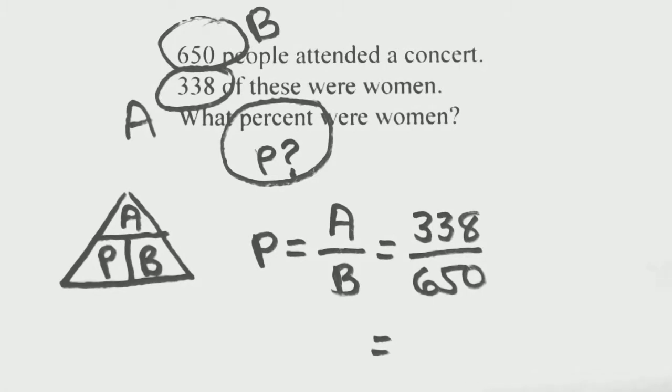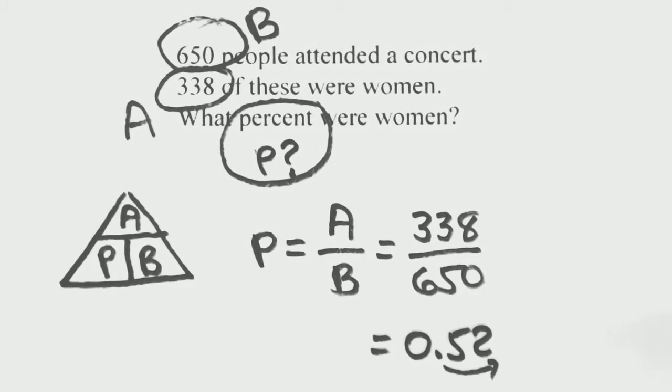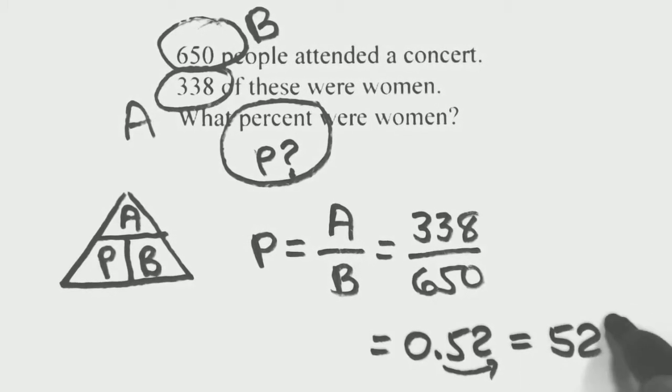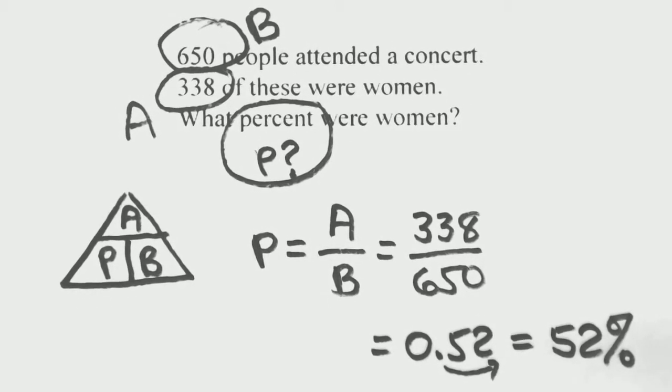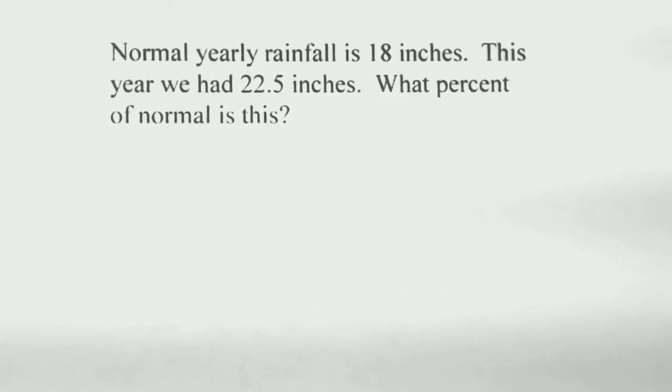Let's do that. Take the 338 and then turn around and divide that by the 650, and we end up with, I get 0.52. Move the decimal point 2 places. That means I could just write this as 52%. So how many of the people at the concert were women? 52%. Okay.